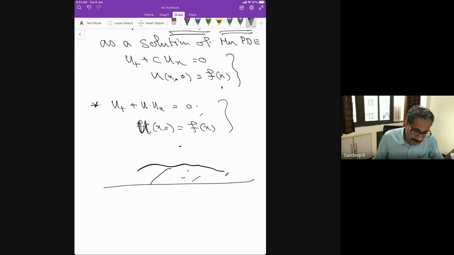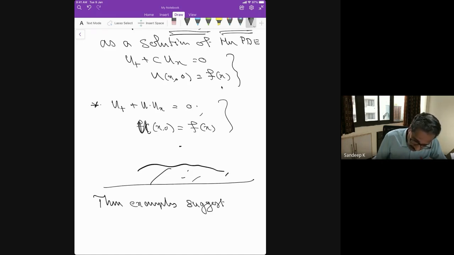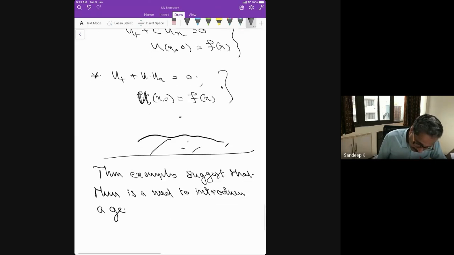that there is a need to introduce a notion of generalized derivative of functions. And how do we do that? These examples suggest that there is a need to introduce a generalized notion of derivative.